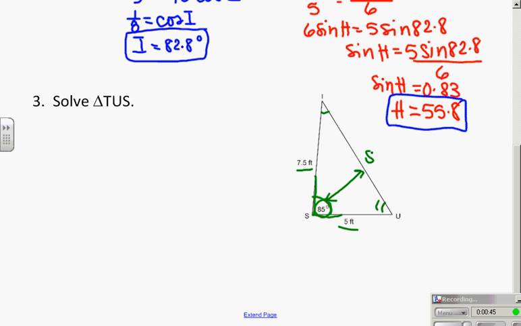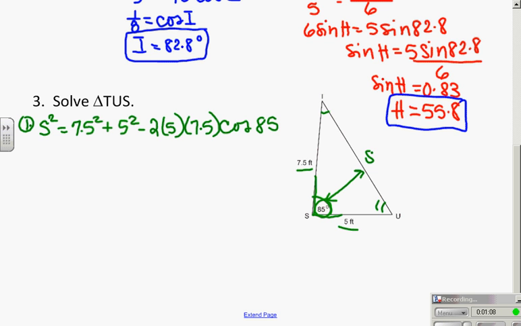So I can set up my law of cosines, my first place to start, with s and the cosine of 85. So I'm going to go ahead and say that s squared is equal to 7.5 squared plus 5 squared minus 2 times 5 times 7.5 times the cosine of 85. Now it becomes just a crank the math out, being very careful about your order of operations.